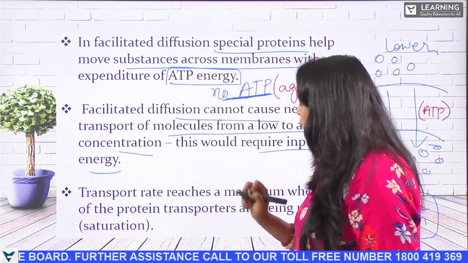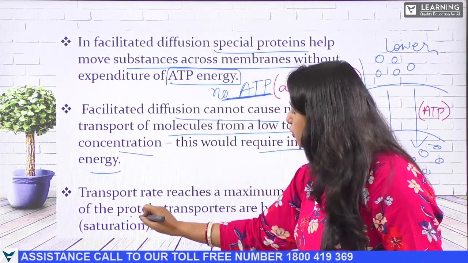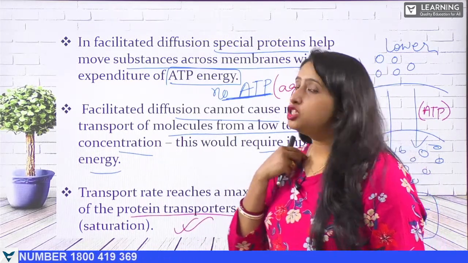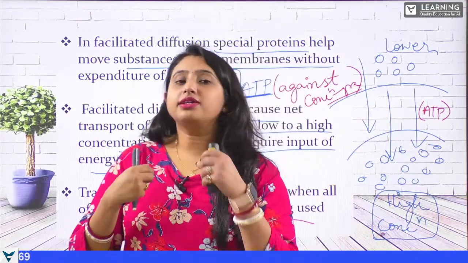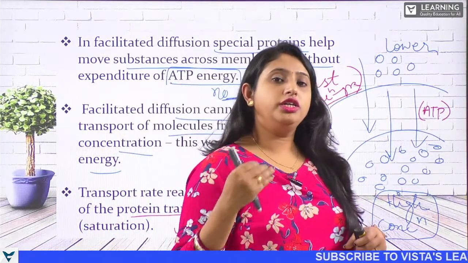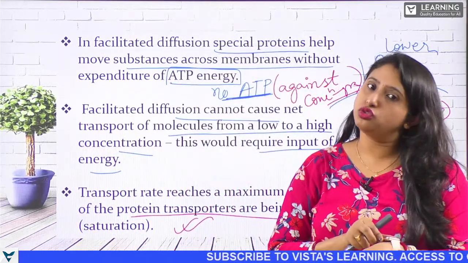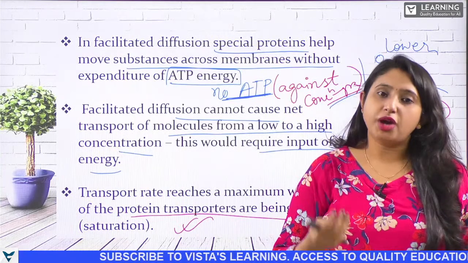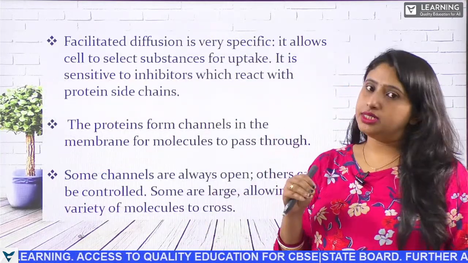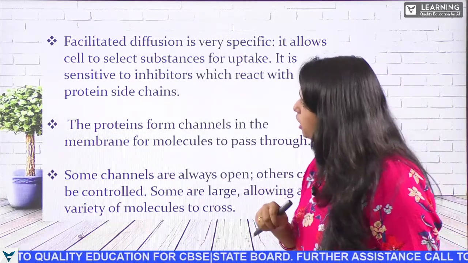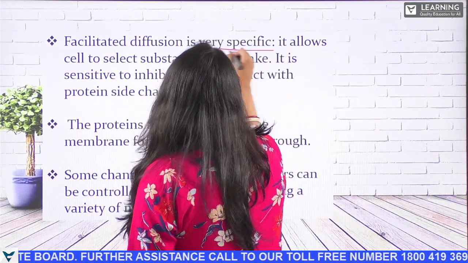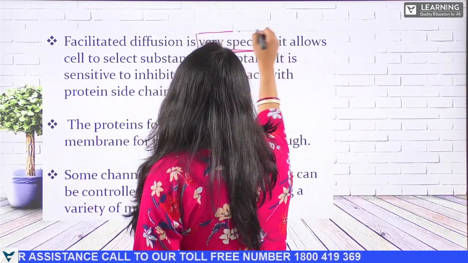So the transport rate reaches a maximum when all the protein transporters are being used. Transportation rate will be maximum in plants when all the transport proteins in the plants are properly used. Next, facilitated diffusion is very specific. Remember this point.